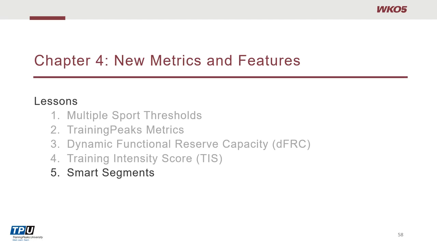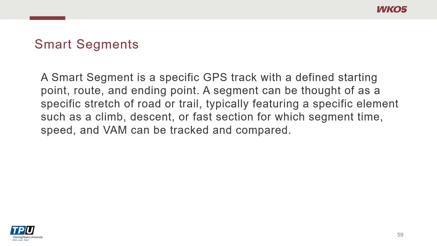Next, we have smart segments. Smart segments are a new introduction, and it basically is a specific GPS track with a defined starting point, route, and ending point. A segment can be thought of as a specific stretch of road or trail, typically featuring a specific element such as a climb, a descent, or a fast section, for which the segment time, speed, and VAM can be tracked and compared.